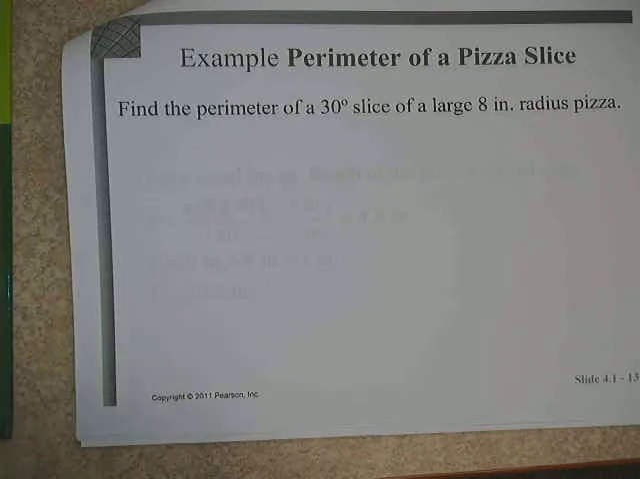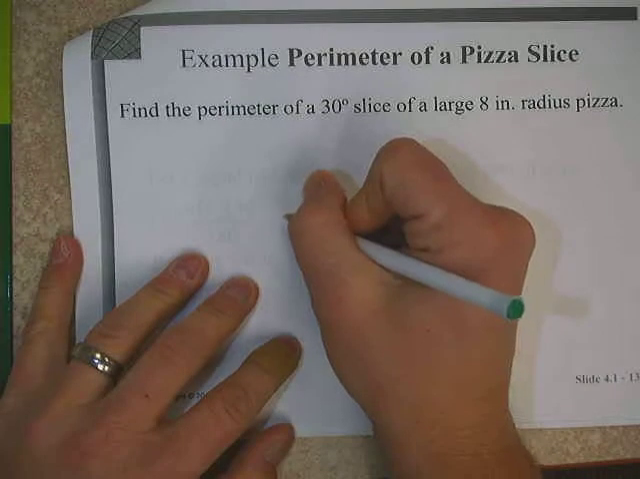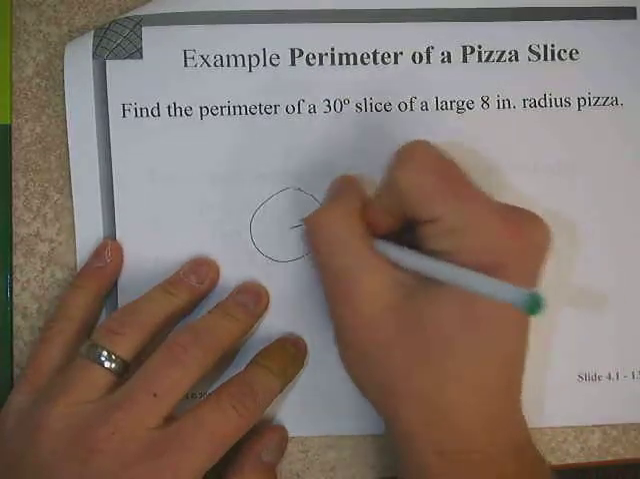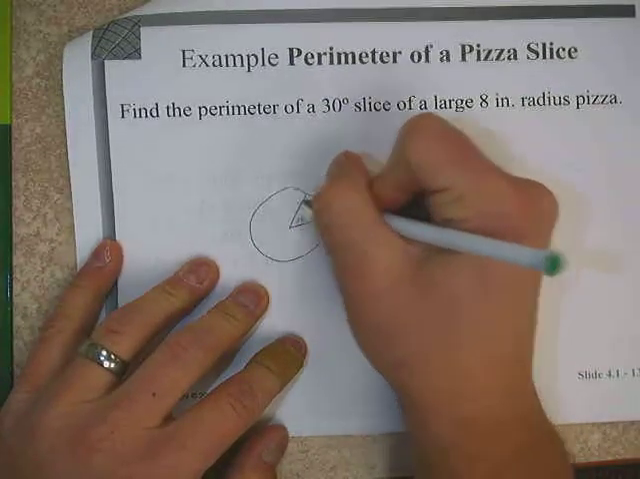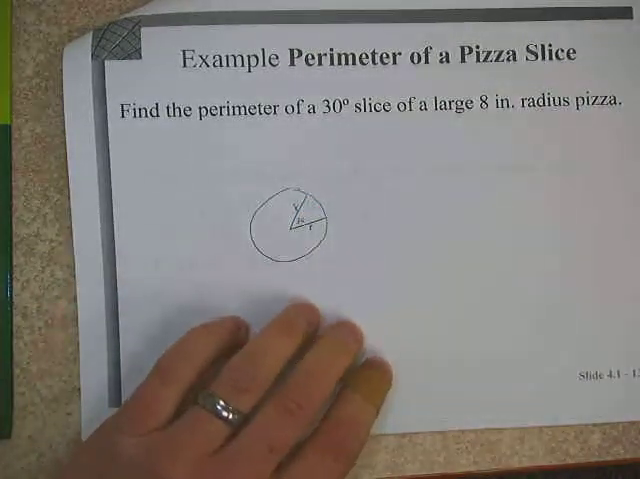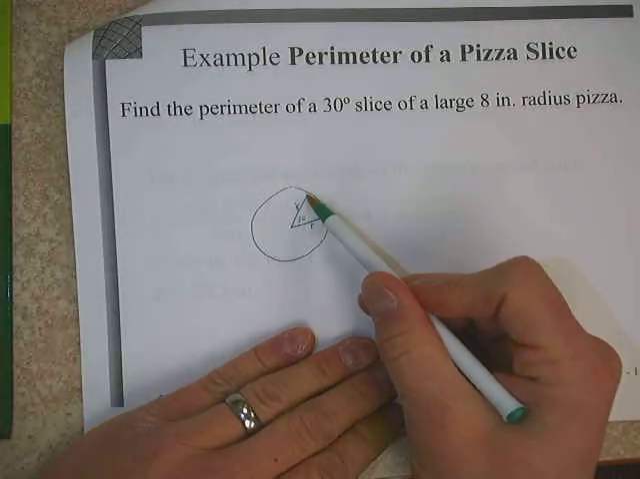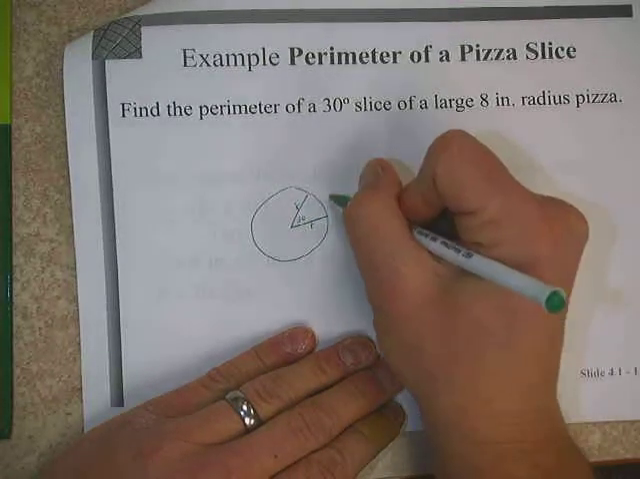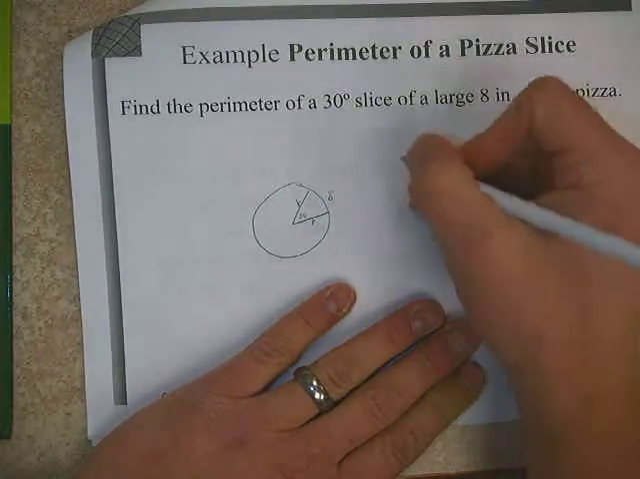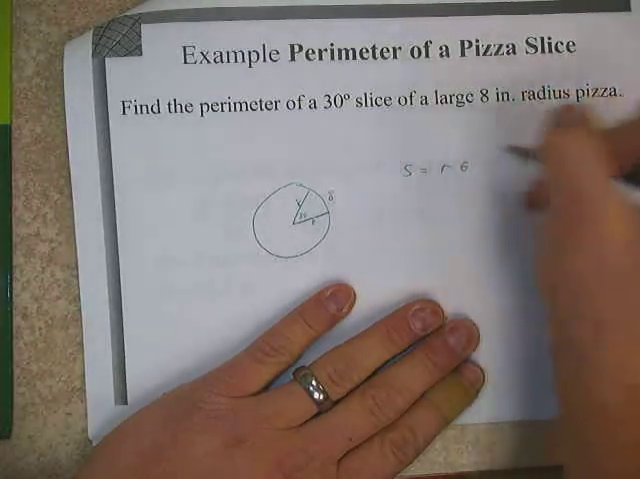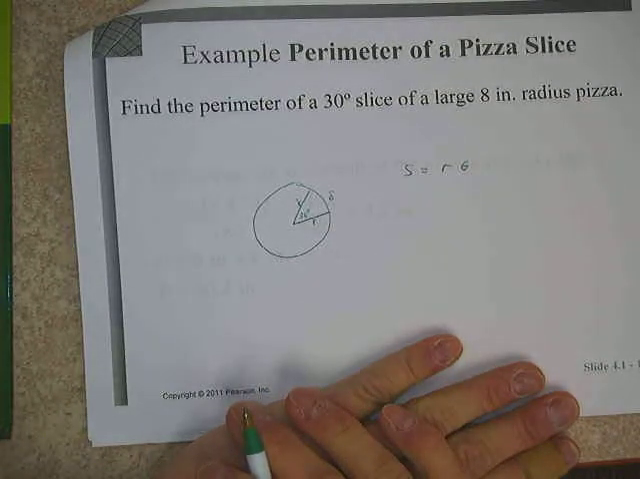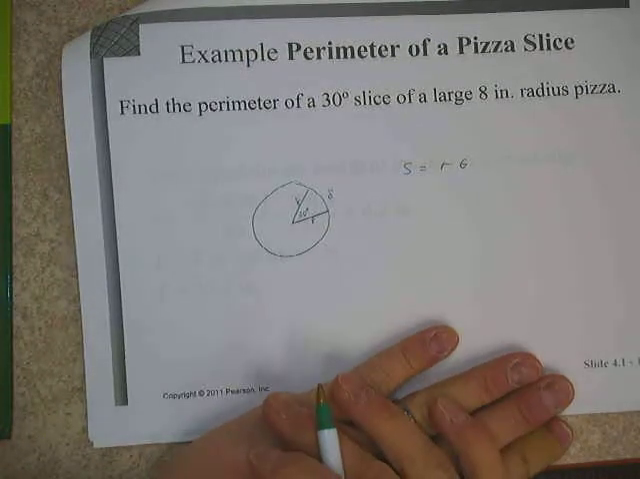Alright, so let's take a look at this example here. It says find the perimeter of a 30-inch slice of pizza of a large 8-inch radius pizza. Okay. So keep in mind that this circle was my pizza, and I have a central angle of 30, and the radius of this thing is 8. Keeping in mind we want to know the perimeter of the piece of pizza, the distance around it, if you will. Well, it would be 8 plus, we call that S because that's the arc length. Fair enough? And so from that, we could say that the arc length equals R times theta.